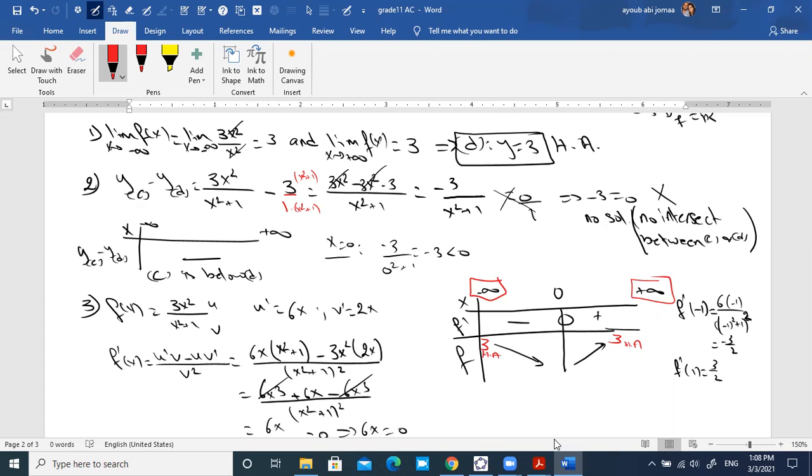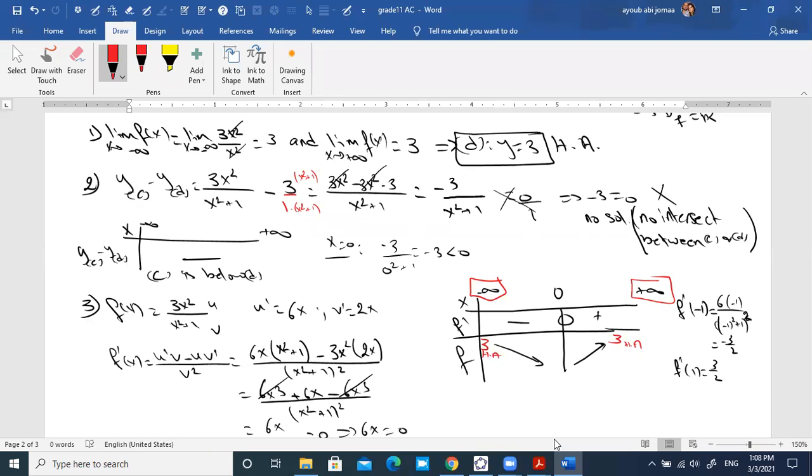The limit as x approaches negative infinity was 3. So here I put 3. And the limit as x approaches positive infinity is 3. The limit at positive infinity is 3. So I put 3 here. Okay?